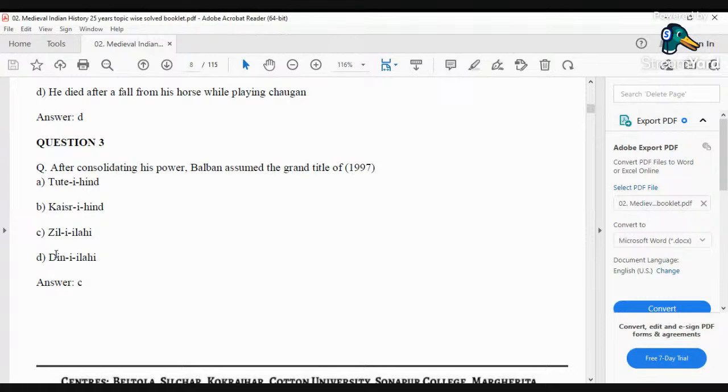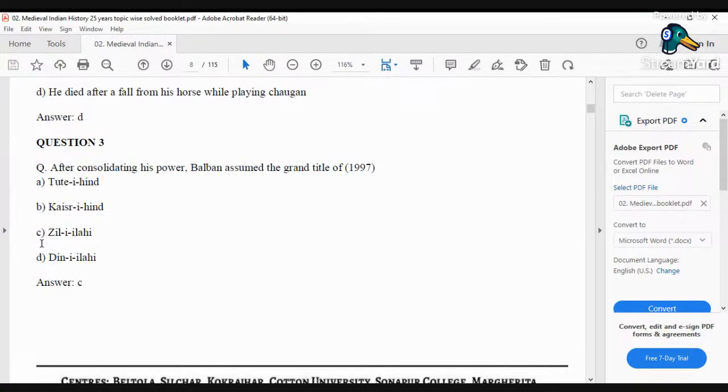So Zille Ilahi was a title which was assumed by Balban after he consolidated his power. The meaning of Zille Ilahi is shadow of God on earth, God's shadow on earth, because one of the most important characteristics of Balban was that he was a firm believer in the divine kingship theory.